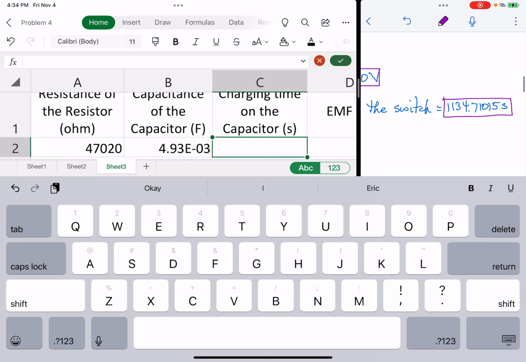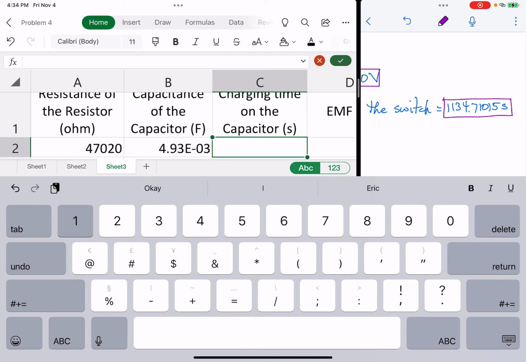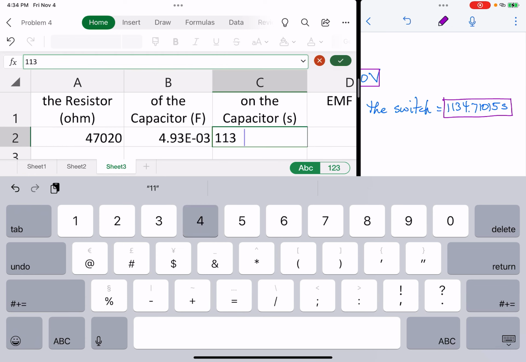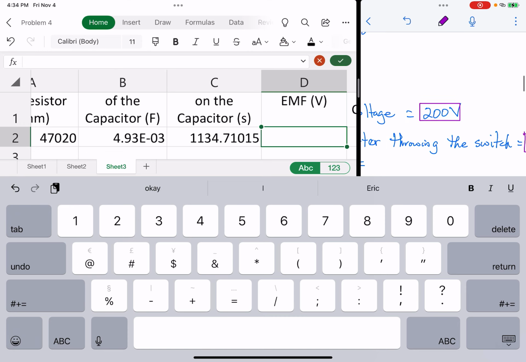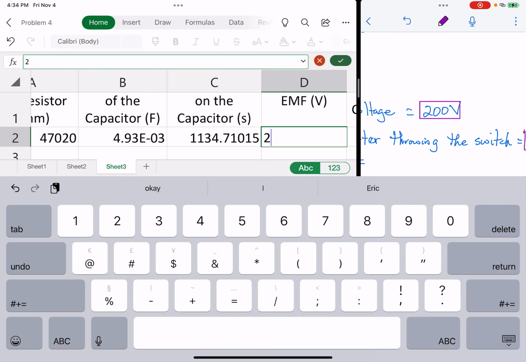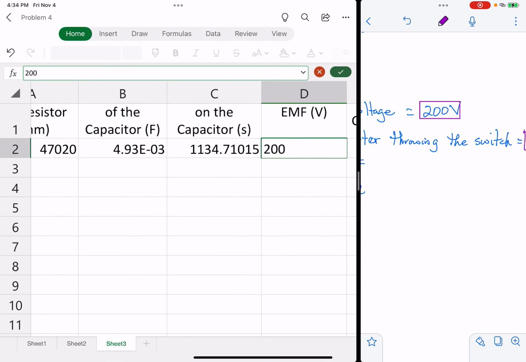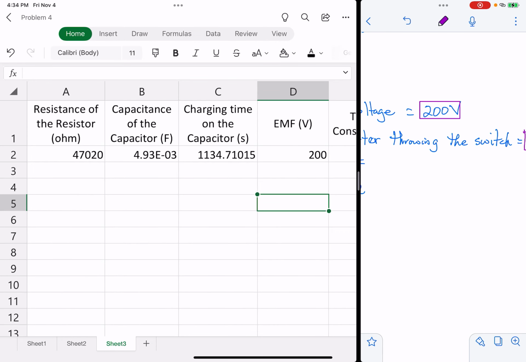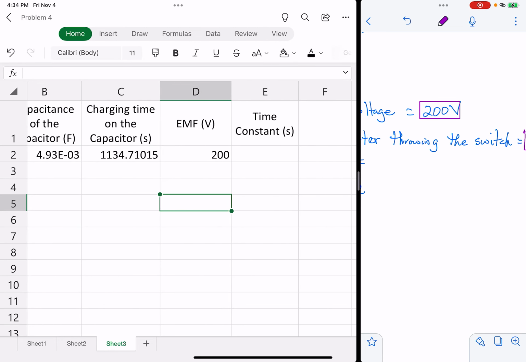And then we have the charging time. That time was given to me in the problem as it will be given to you. You're just going to have different numbers: 0.71015. I think that's correct. And then the EMF that was given was 200. So these are all of our given values. We literally could color that in green if we wanted to.